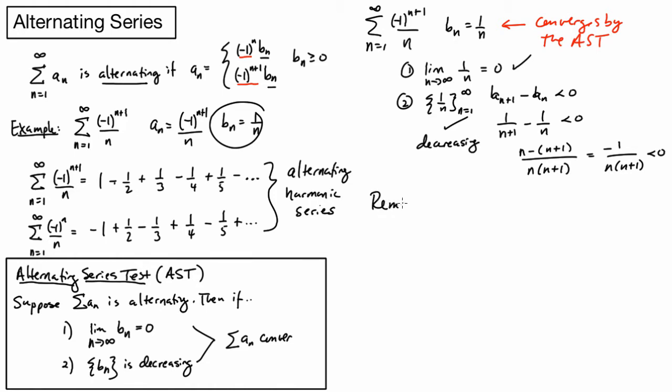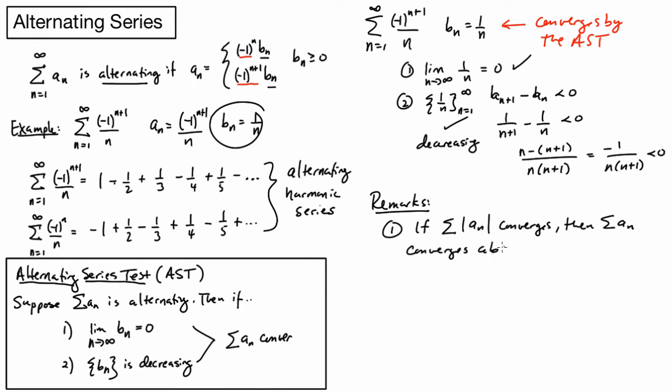So here are just some of my remarks about what this little investigation has shown us. The first remark is, if the sum of the absolute value converges, then this is a definition, then the sum converges absolutely. So if you take a sum and then you take the absolute value of its terms, and that series converges, then the original sum, which could be alternating, will converge what's called absolutely.